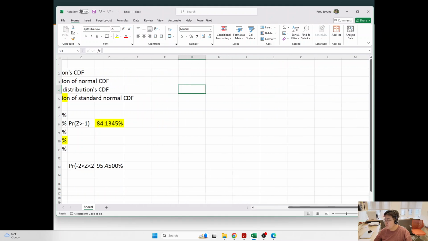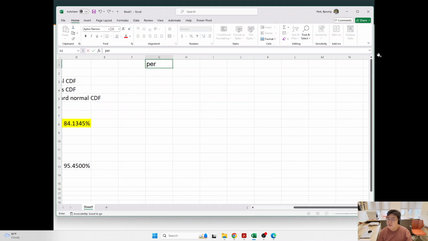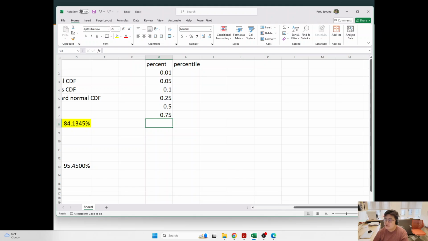So let me go to here. I will think about different percents, like say 5 percentile, that is 0.05, 0.1, 10 percentile. And let's start from 1%. And like 25%, 50%, 75%, say 90%, 95%, 99%. So I am going to calculate the standard normal distribution percentiles at these percents, right?